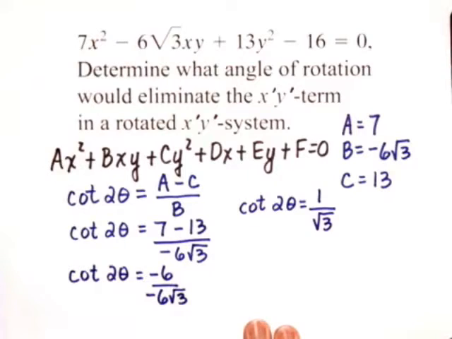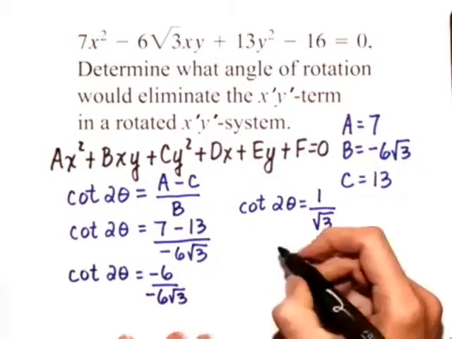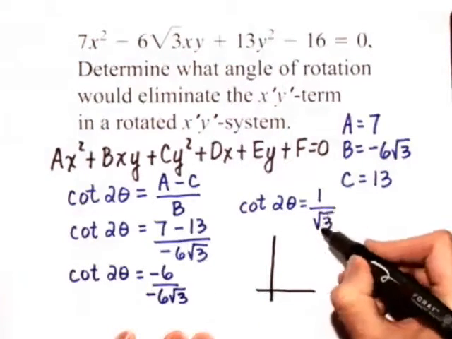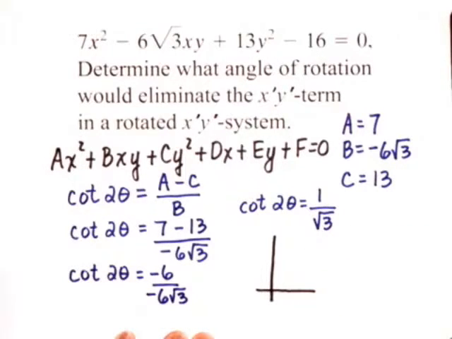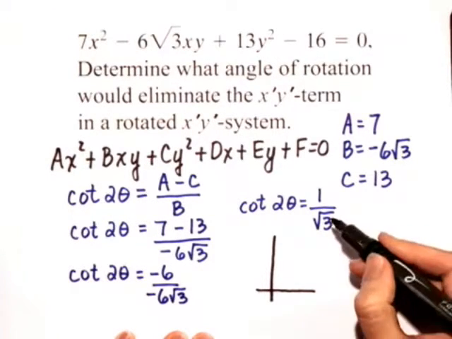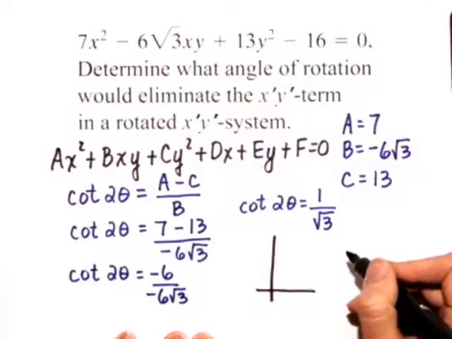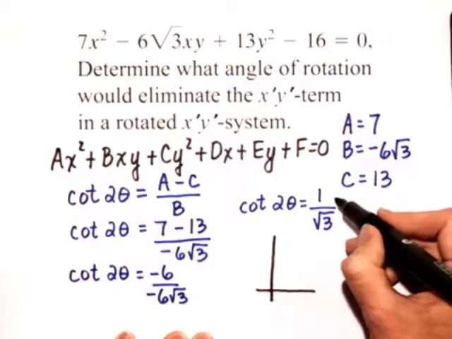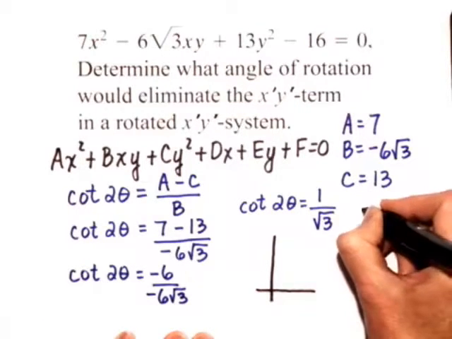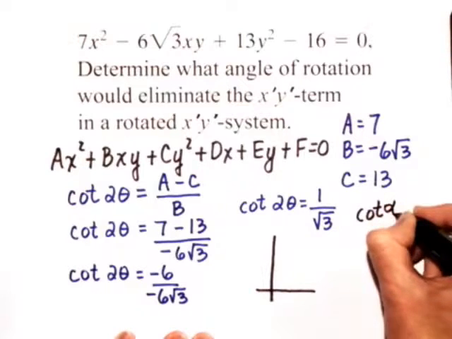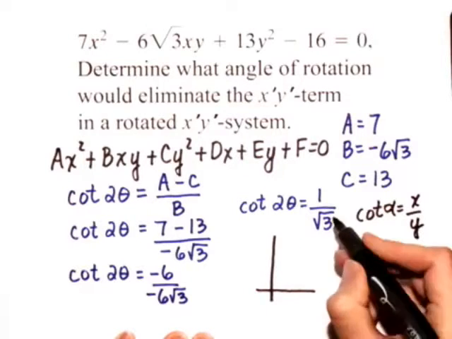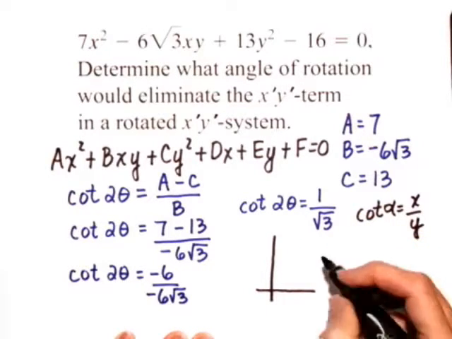So we need to determine what angle this represents. What angle is theta? Well, let's use a right triangle. Since our angle is positive, we'll draw it in the first quadrant. We have a special right triangle, the 1, 2, square root of 3 triangle. Remember, the cotangent of any angle is always represented by the x value over the y value. In general, the cotangent of an angle alpha is just x over y. So the x value is 1 and the y value is the square root of 3.